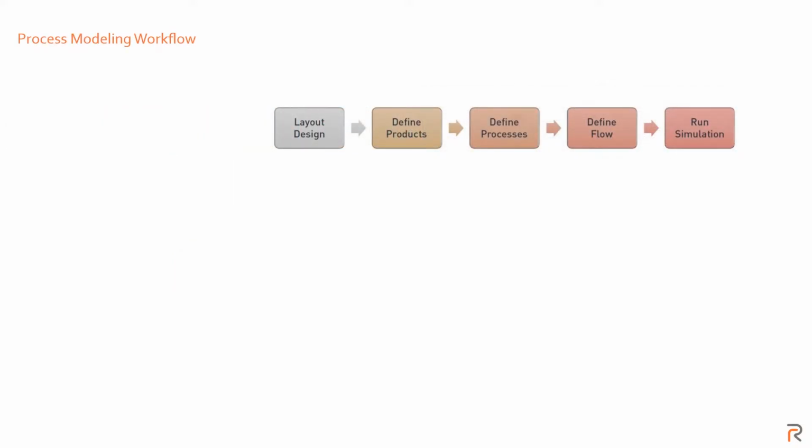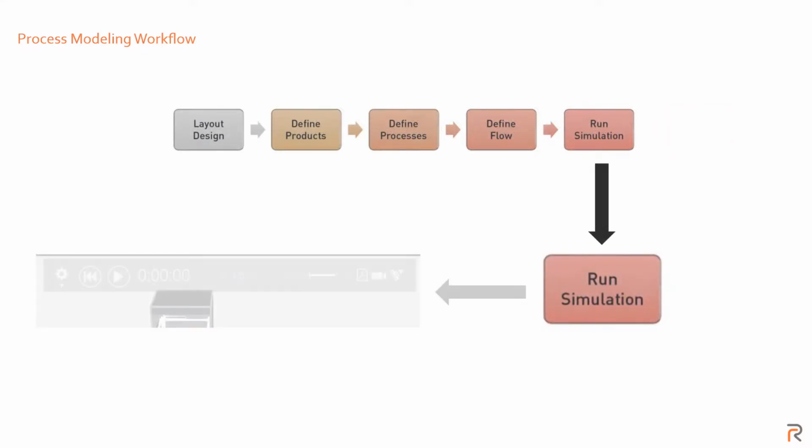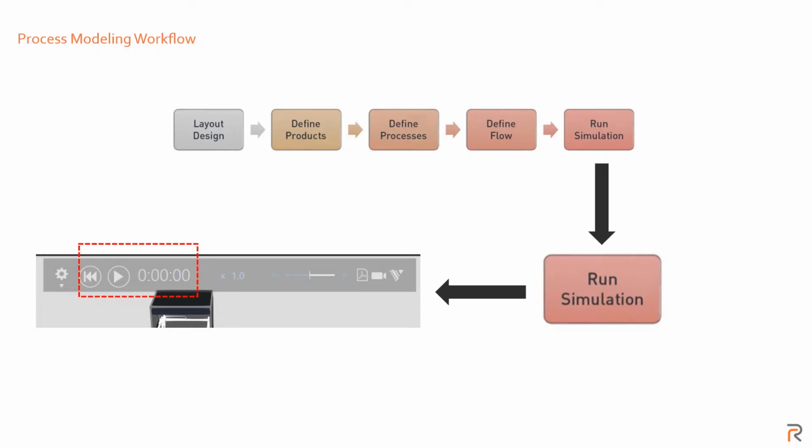Once we have finished defining the processes, it is time to define the flow. A flow is the sequence of processes that products go through in a production system. Products in process modeling are classified into groups based on the path they take during the simulation. We can define flow groups and production flow for each product through the Process Flow Editor. The simulation is now ready to run after we have finished configuring the flow.